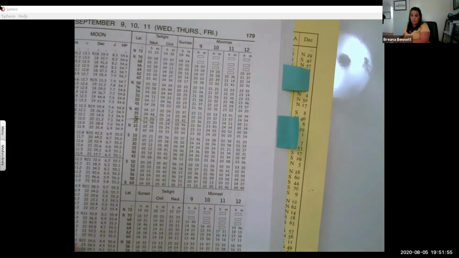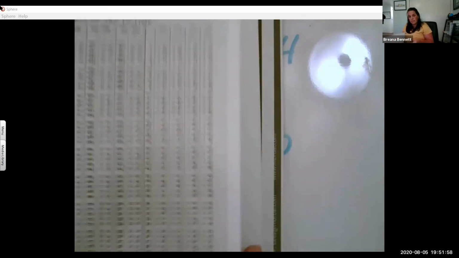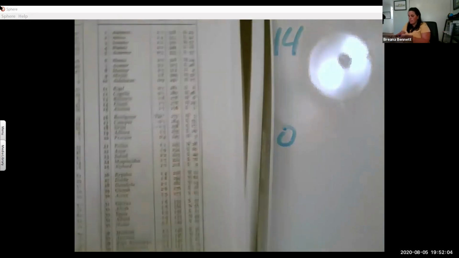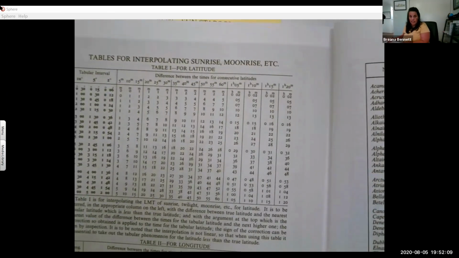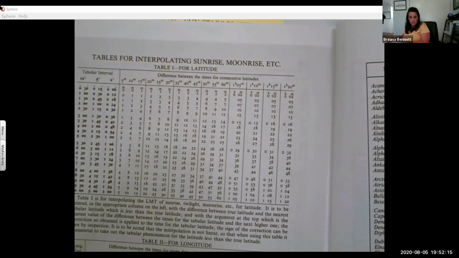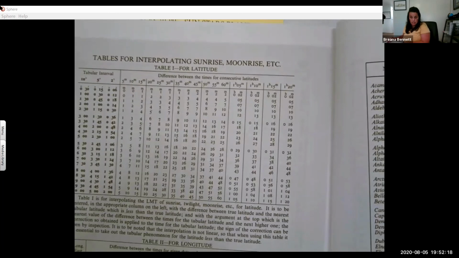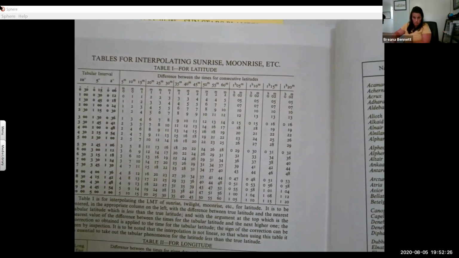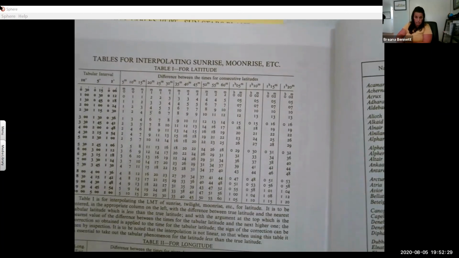So we go back to the table, we go back to the almanac, and we're going to flip to the very back, past the minutes and seconds, and we're going to get to a page that says table for interpolating sunrise, moonrise, etc. for latitude. So mine is XXXII. So in case we forget, it does give us a great description here.